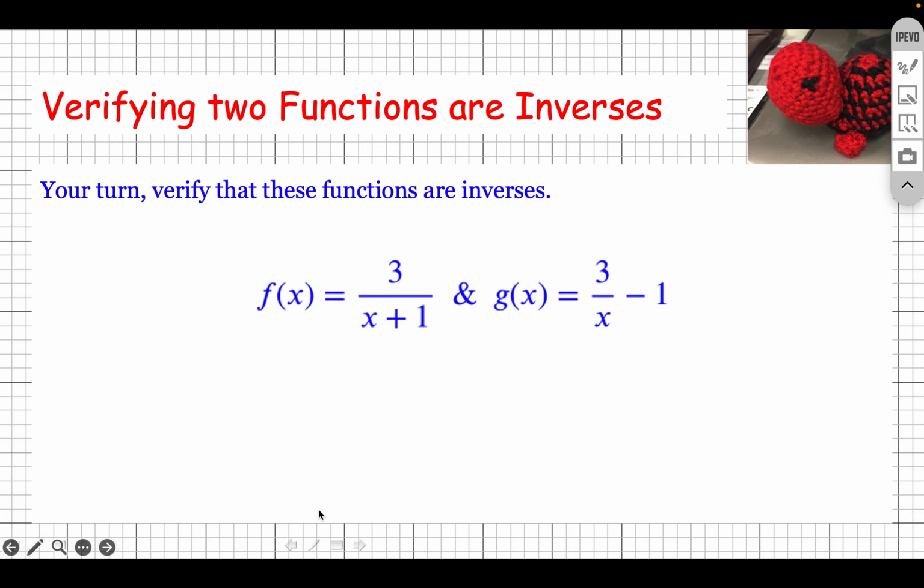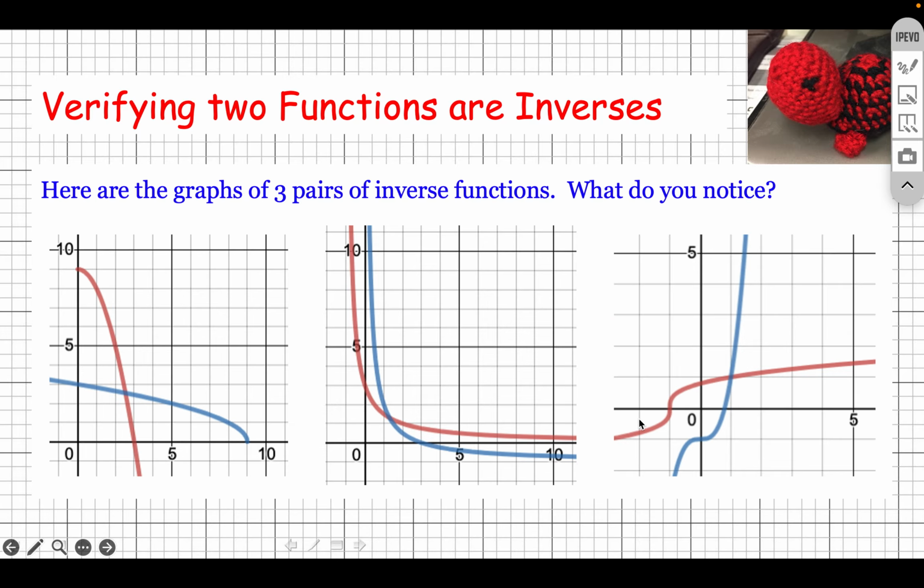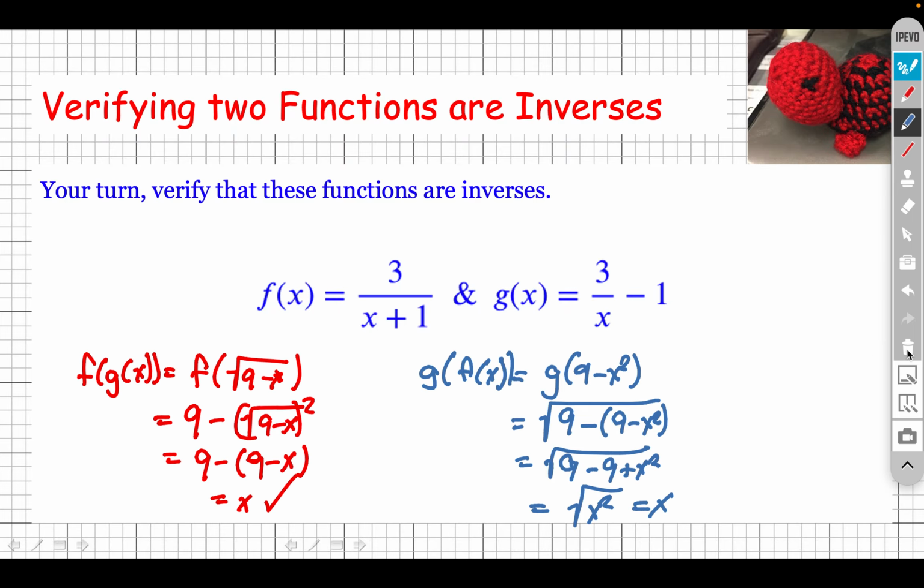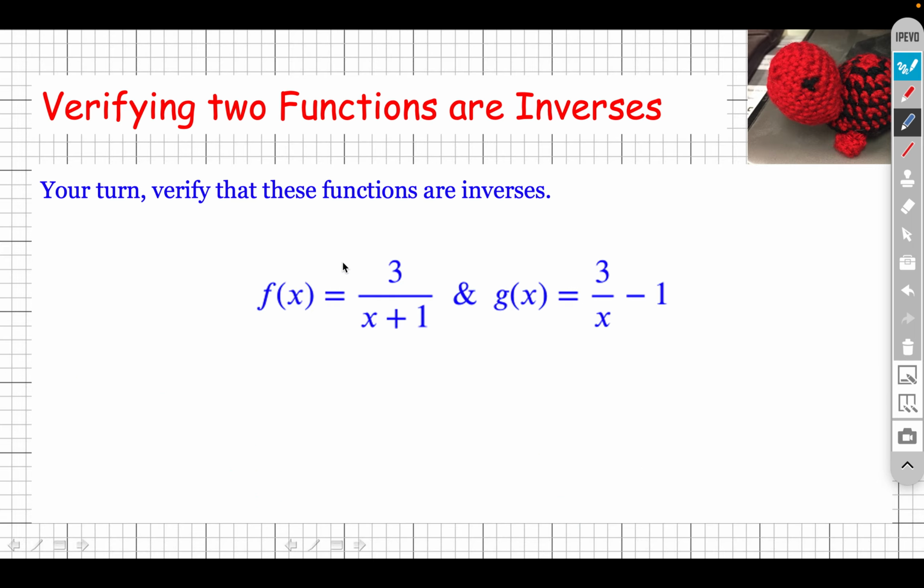Try with this one. Verify that these two functions are inverses. Pause this, and then we will go through and look at the work and see if you agree with what I got. Okay, let's try this out.